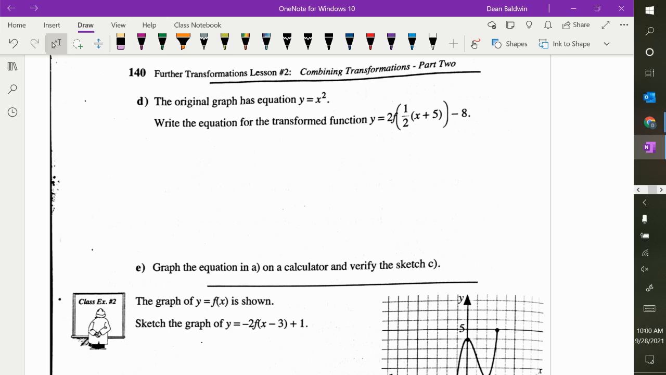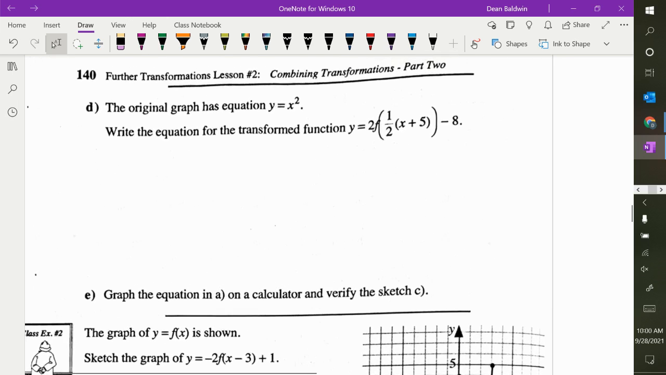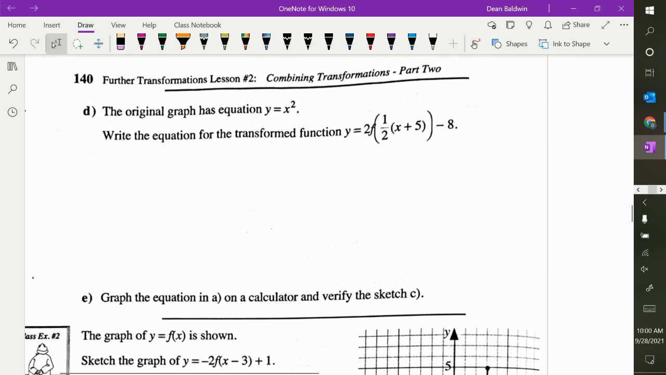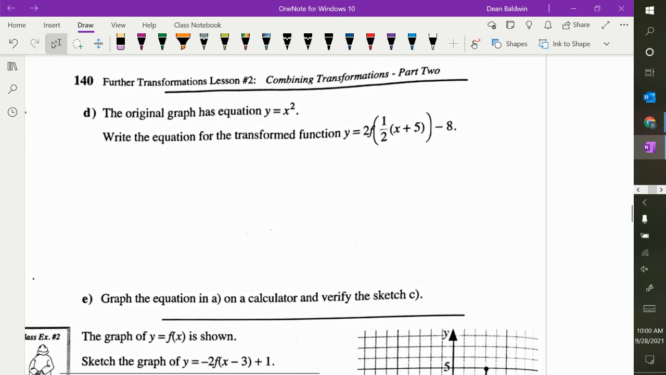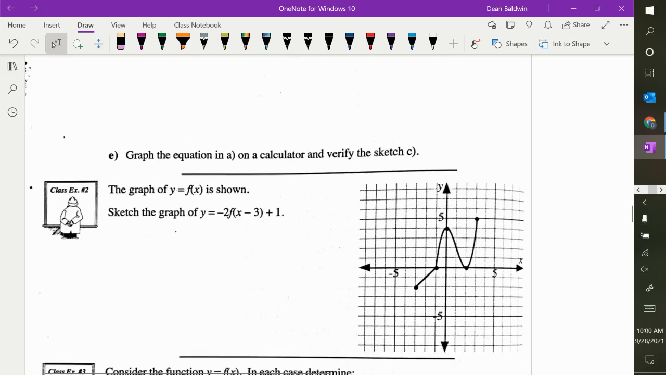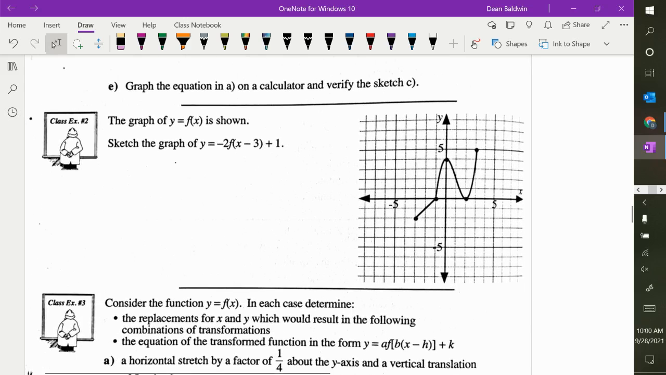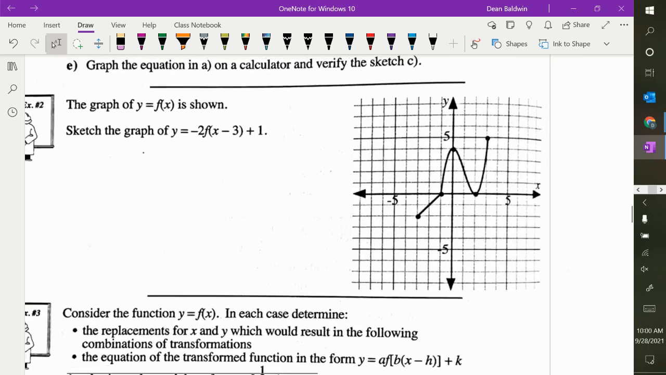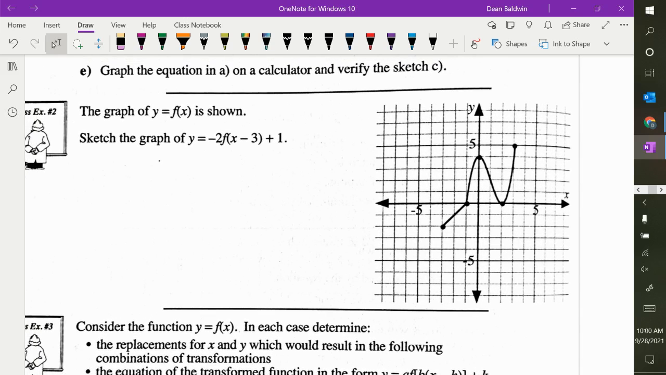Okay. Before we do a graph, we'll do the graph right in the middle of the page. So here's our graph. This is f of x. We're doing this to it: -2 f of x minus 3 plus 1. So we need to figure out a, b, h, and k. A, b, h, k. Okay, a value.